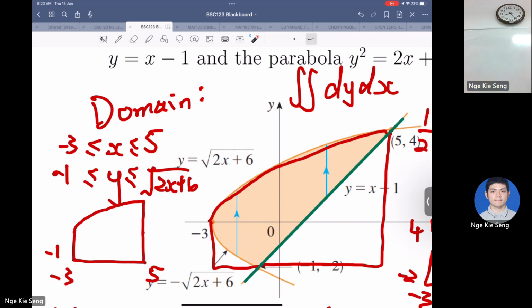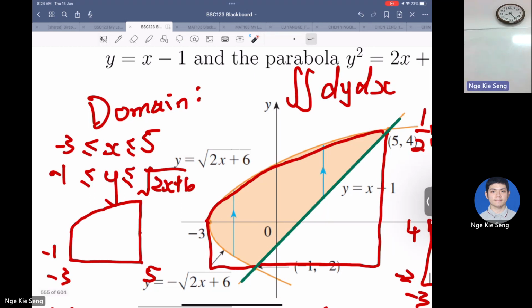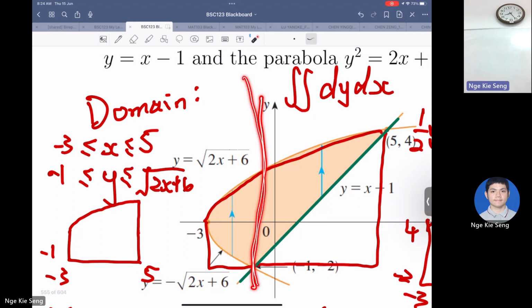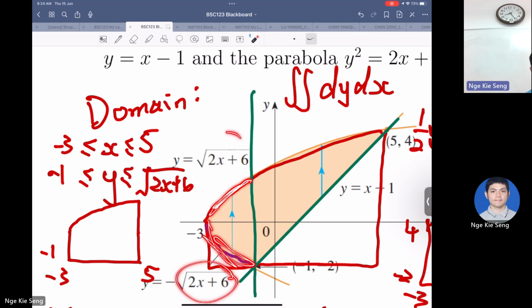Separate it and do it two times. Okay, what's the other time? Cut from where? What's the point? Okay, cut at x equals -1. Then what happened to the left? Bounded below by minus square root 2x plus 6. Okay, so you need to split into 2 parts here. Let me draw it. You split into 2 parts here because the top and bottom are bounded by different curves. So you need to split into 2 parts.